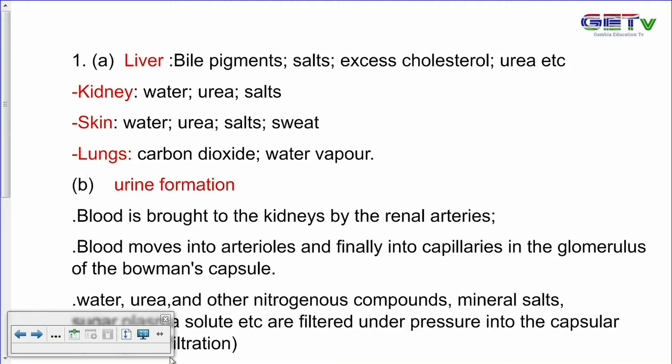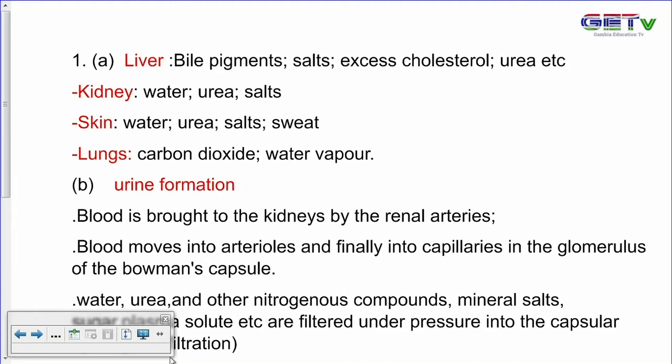And then we move to the kidney. What does the kidney excrete? The kidney excretes water, urea, and salts. These are the components that the kidney excretes: water, urea, and salts.